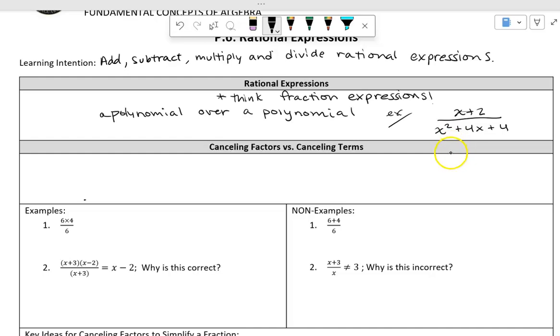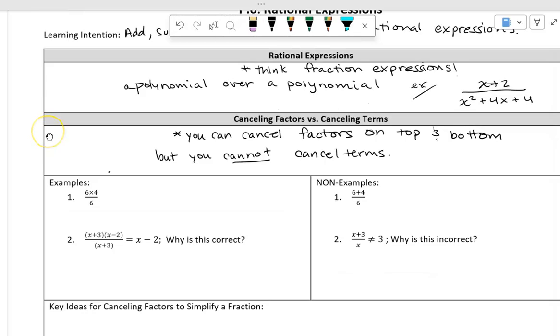We're going to be factoring the top and bottom in some problems, and we're going to be simplifying these so that we can add, subtract, and multiply and divide. And when we simplify, we'll have to be canceling on top and bottom of our fractions. So it's really important that we understand what you can cancel and what you can't cancel. So when you have a fraction and you want to simplify it, you can cancel factors, you can't cancel terms. So let's write that down. You can cancel factors on top and bottom, but you cannot cancel terms, and I will show you what I mean when I say that.